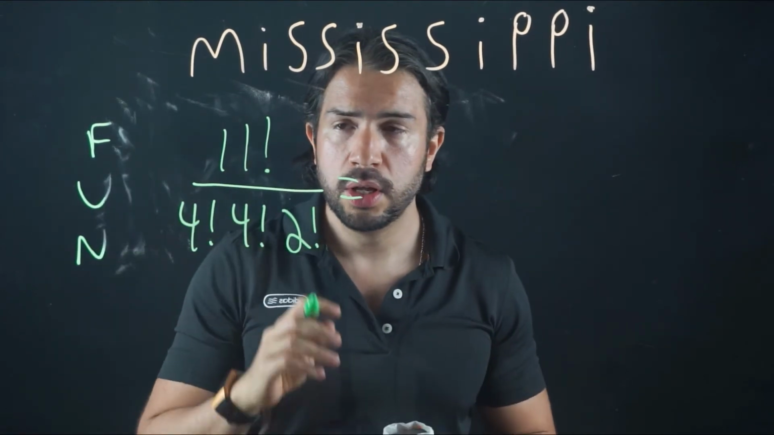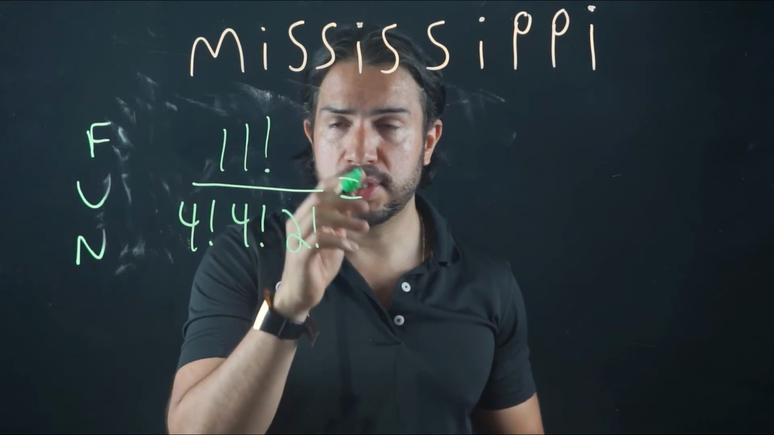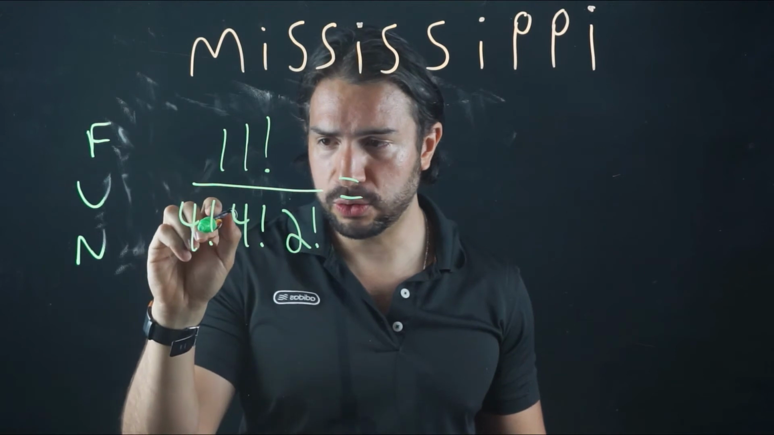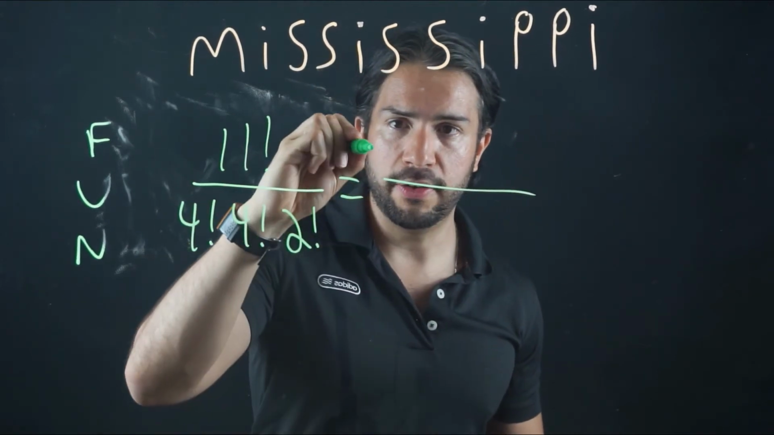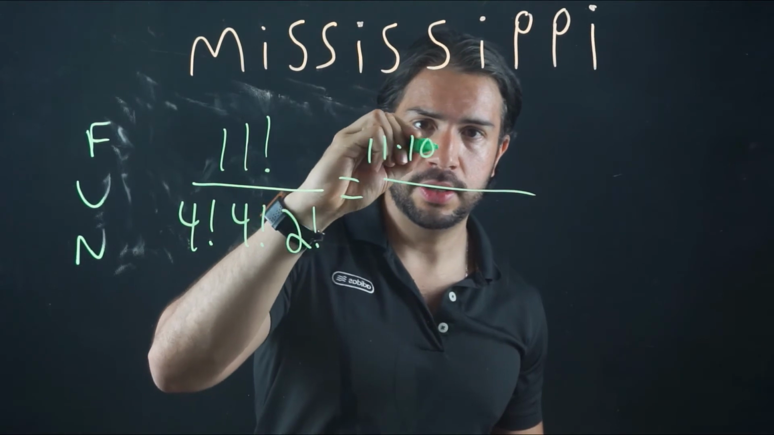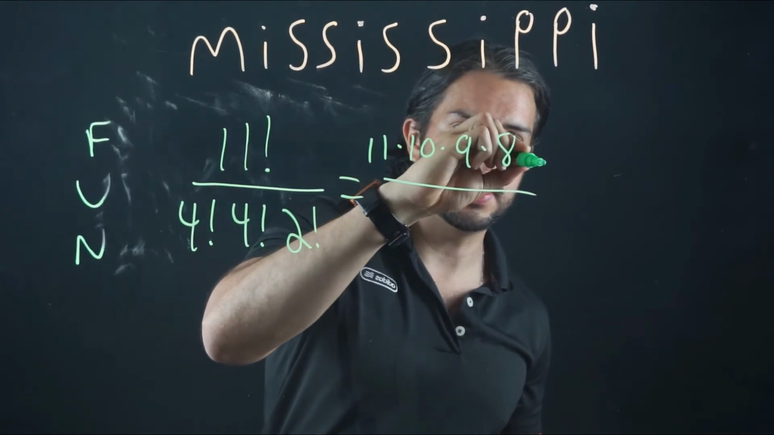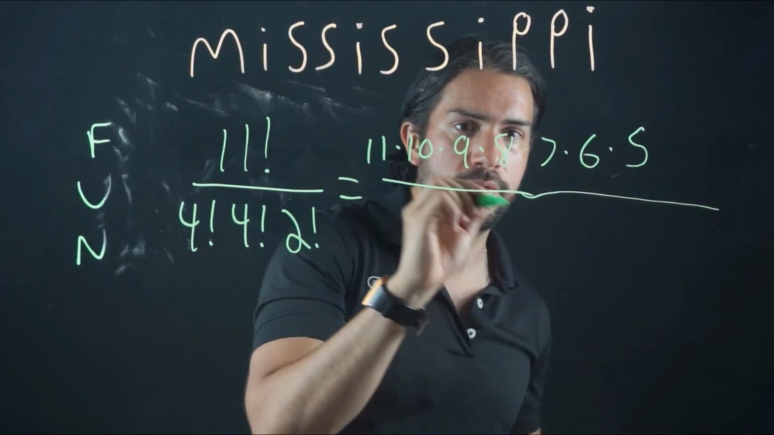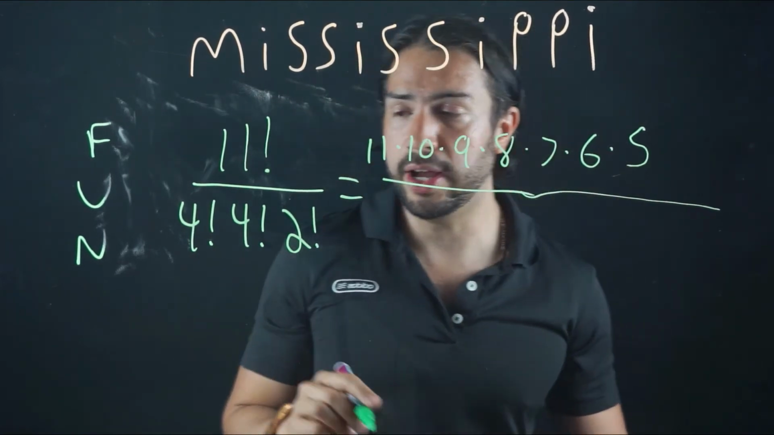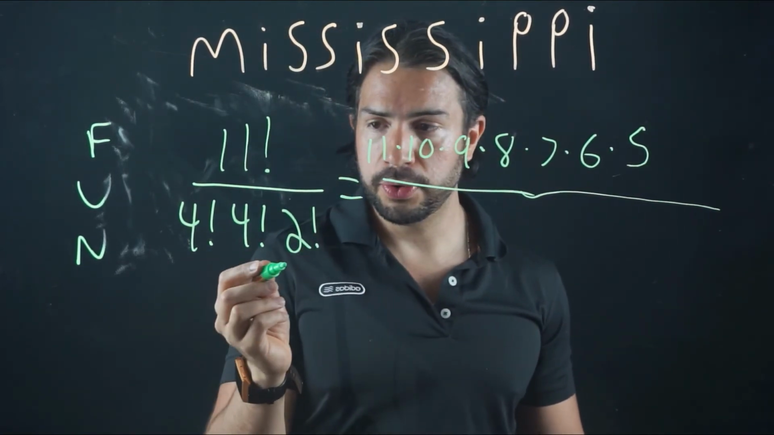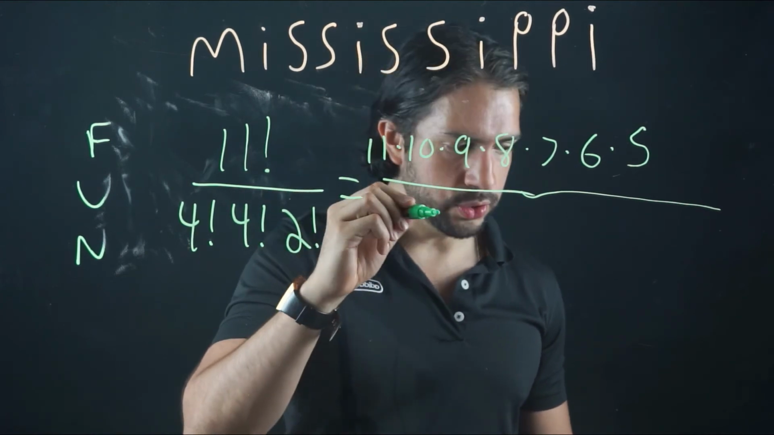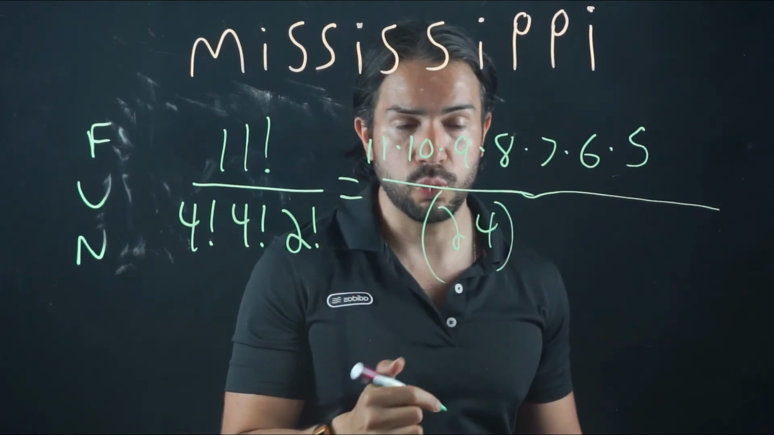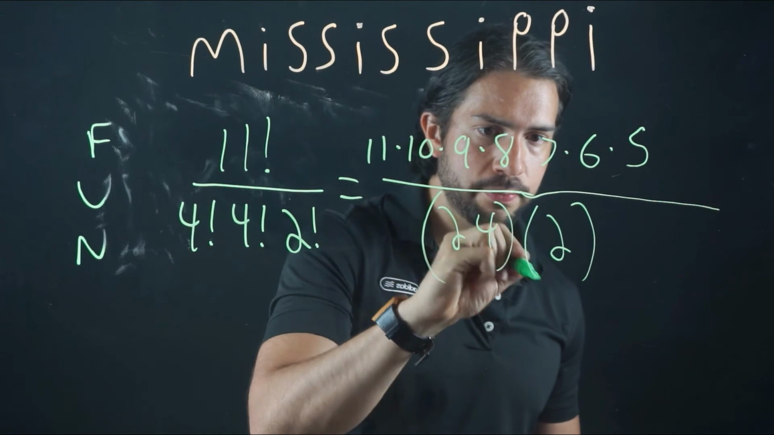but be careful. 11 factorial normally would be 11 times 10 times 9, etc. But it will stop at 4 because 4 factorial cancels out with this 4 factorial. Therefore, you would have 11 times 10 times 9 times 8 times 7 times 6 times 5, divided by, you would stop right there, so 5 divided by, still 4 factorial, which is 4 times 3 times 2, which is 24, times 2 factorial, which is 2 times 1, which is 2.